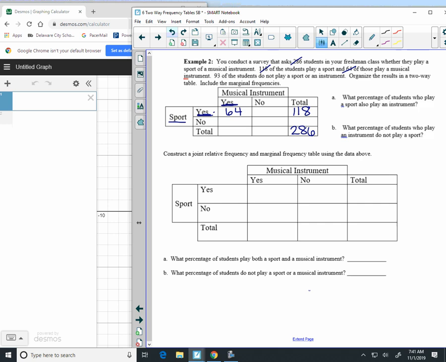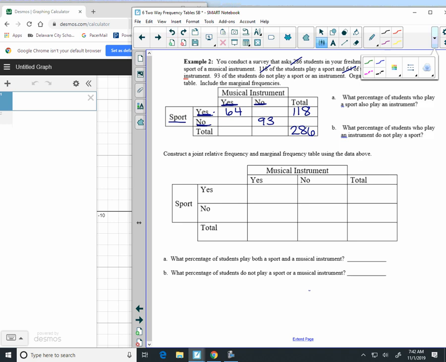93 of the students do not play a sport or an instrument. So we're going no sport, no instrument, so it's going to be this cell right here. That cell is 93. And that's the only information we're given. So we have to fill in this table based on these 4 numbers. Now it's like a little puzzle, and I think these aren't too bad.